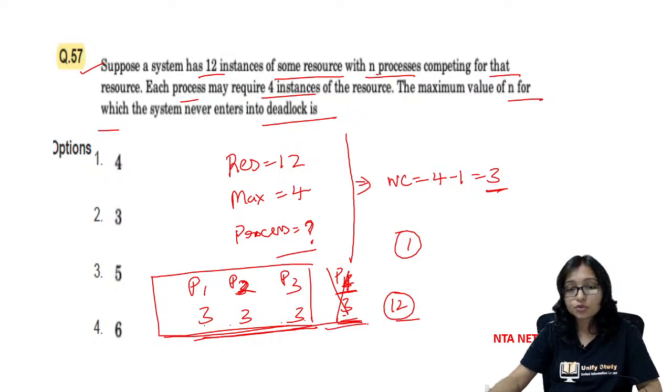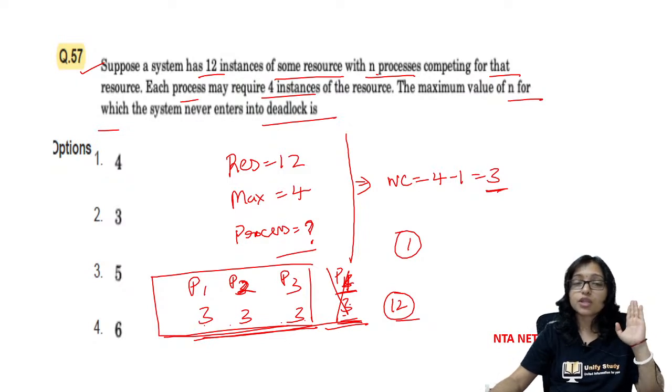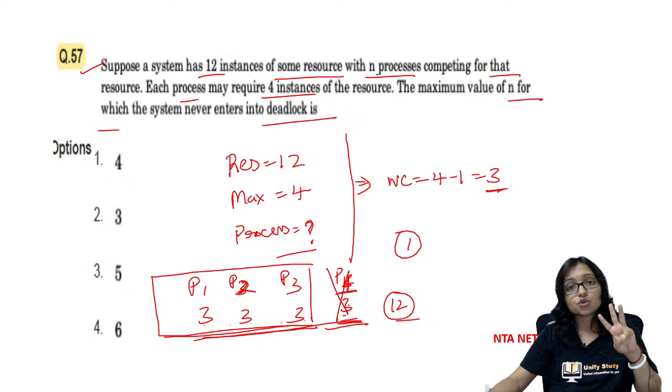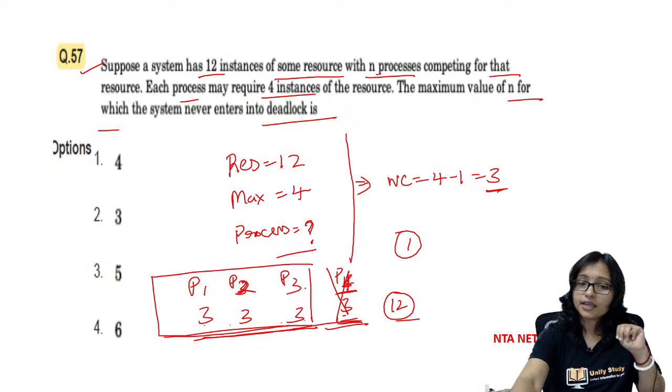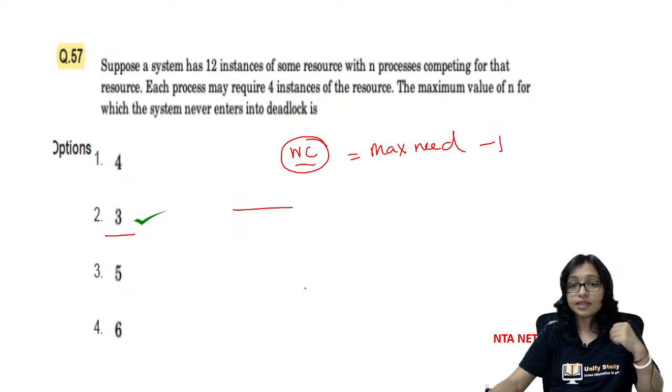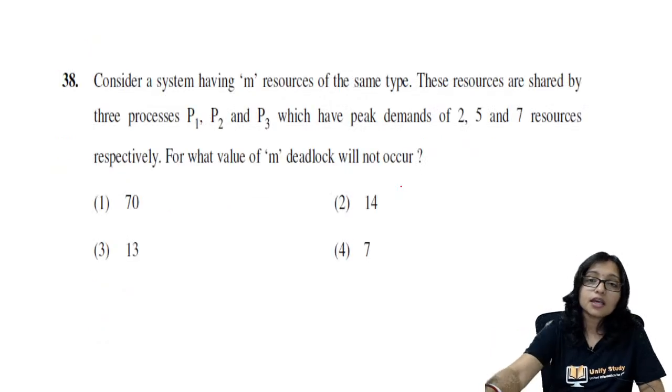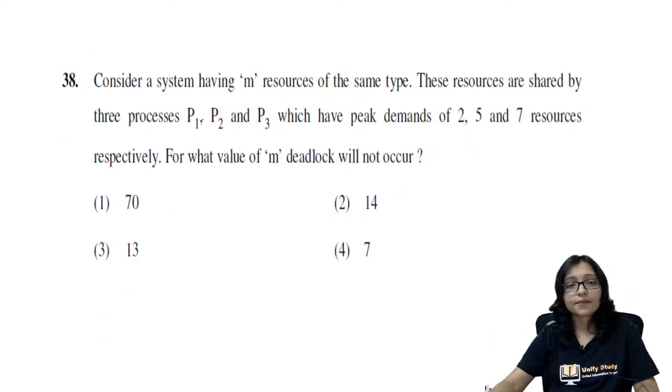If you are distributing to 4 resources, then there will be no resource available, right? So that's why a maximum of 3 resources you can execute. Is it clear? If I am giving it to 4, after that nothing will be available to me. That's why I cannot do it. Okay, 3 processes. Now the next question is here.